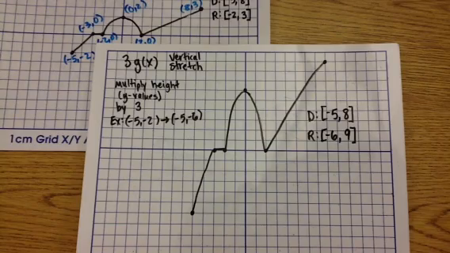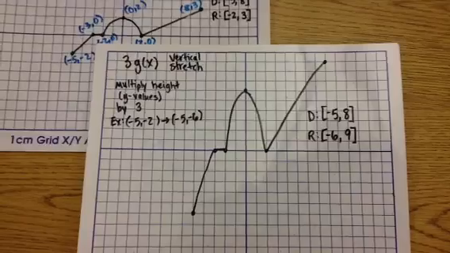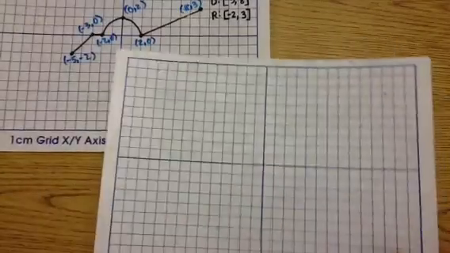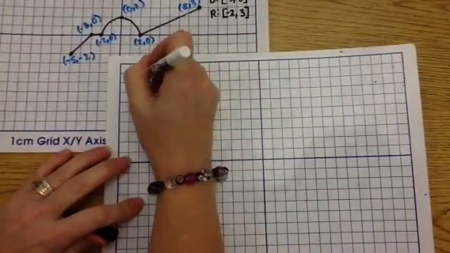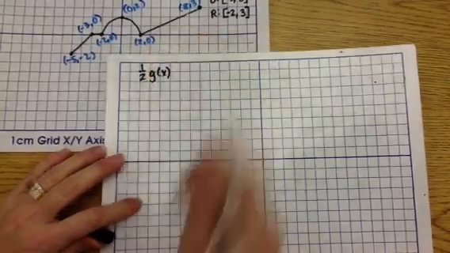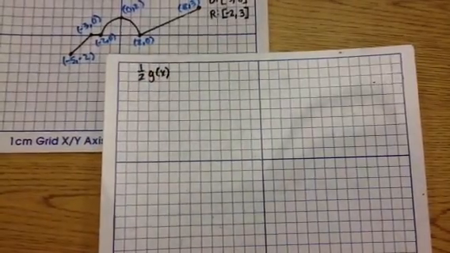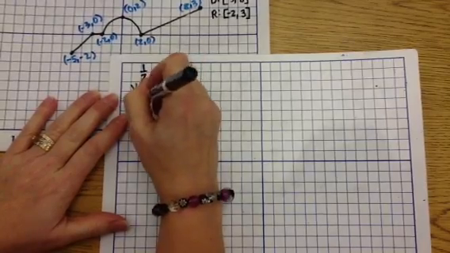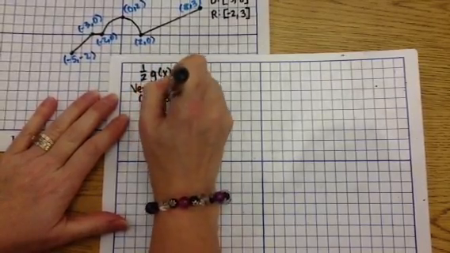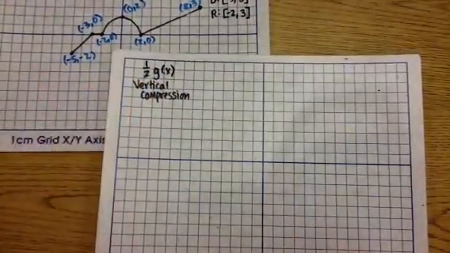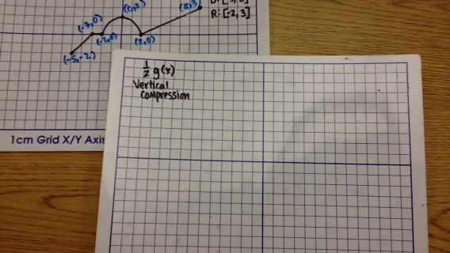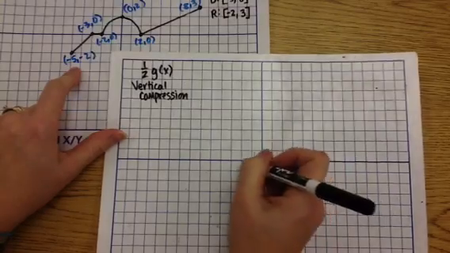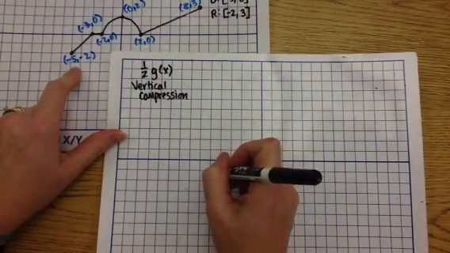The next transformation that we're going to do is 1/2 g of x. Now that is a similar problem to the one we just did, except this is a vertical compression. But we handle it the same way, so I'm going to multiply each of my y values by 1/2. So (-5, -2) becomes (-5, -1).